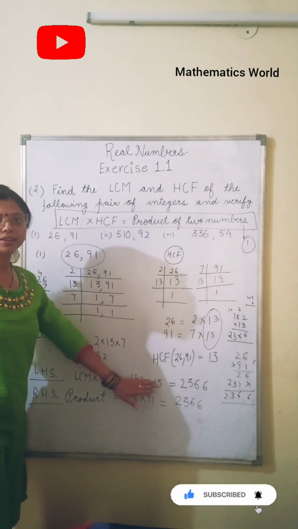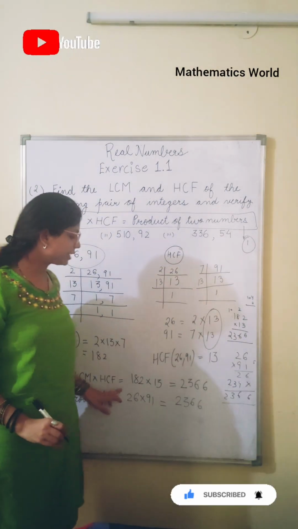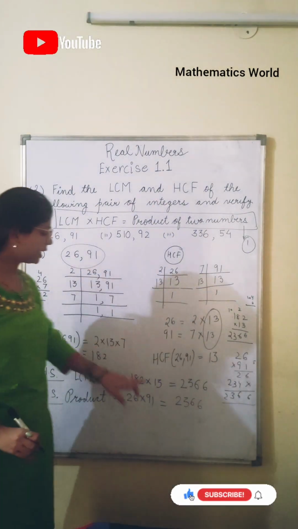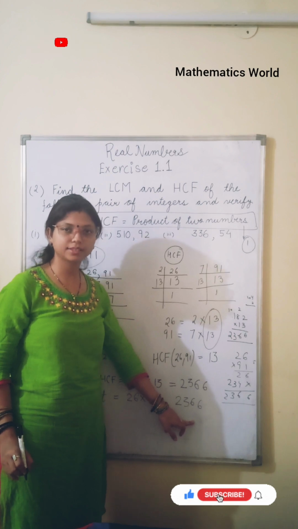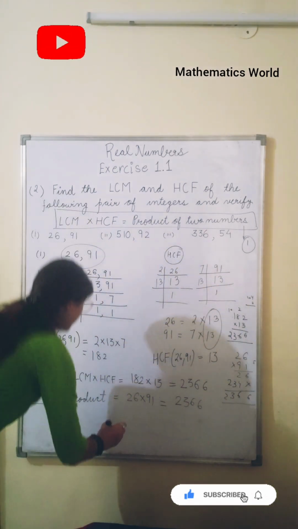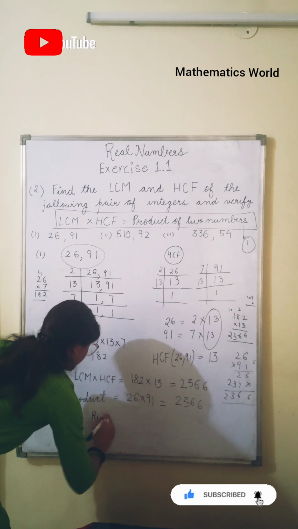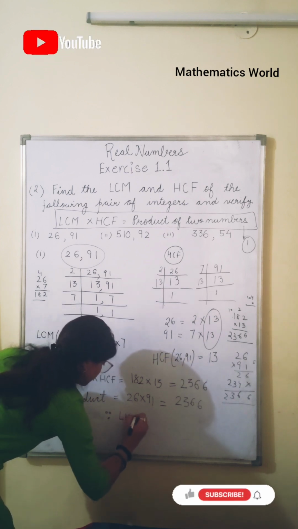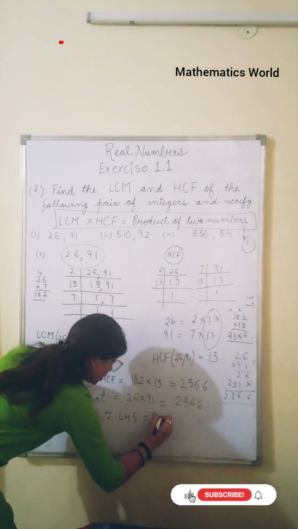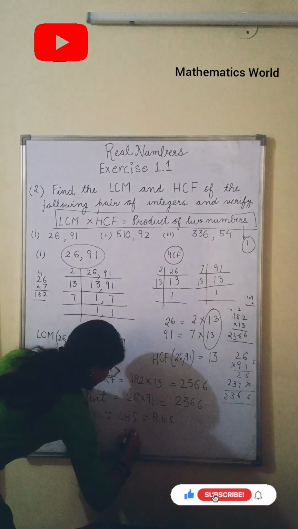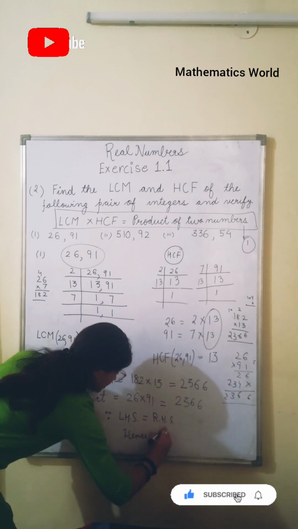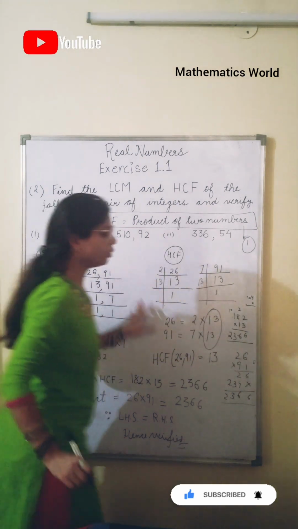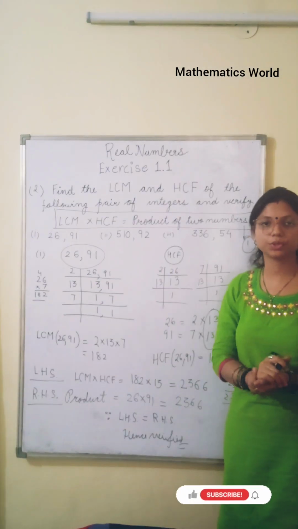As you can see here, the product of LCM and HCF is 2366, and the product of these two numbers also comes out to be 2366. It means both are equal. So you can write: since LHS is equal to RHS, hence it's verified. So that's how you have to attempt this whole question.